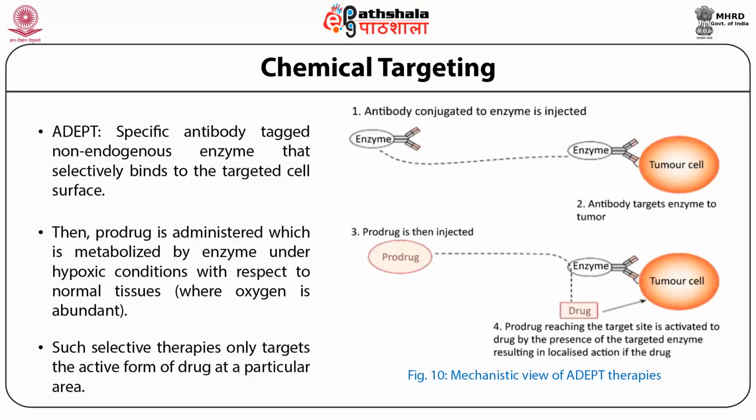In figure 10, as you can see, in the case of ADEPT technology, an antibody conjugated to the enzyme is first injected, and this enzyme binds with the tumor cell specifically, and the antibody targets the enzyme to the tumor. Thereafter, the prodrug is injected, and the prodrug reaches the targeted site and is activated to a drug by the presence of the targeted enzyme, which results in the localized action of the drug.